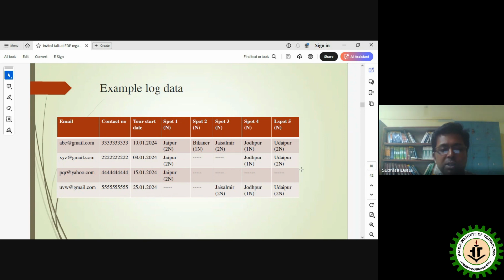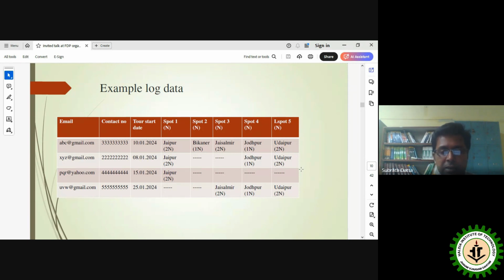So this table shows that different customers have different choices in the same geographical area. If we consider the geographical area Rajasthan, then different customers have different choices regarding the spots. So it is a problem for the tour companies to design a package that may fulfill the customer's choice. So this is the real life problem.